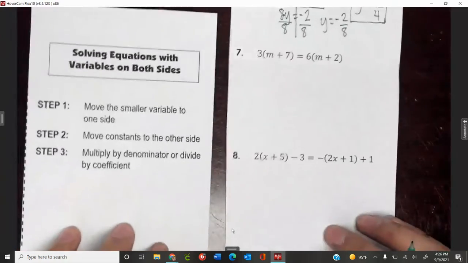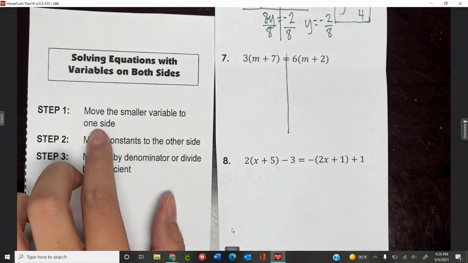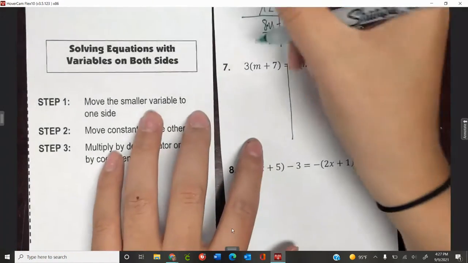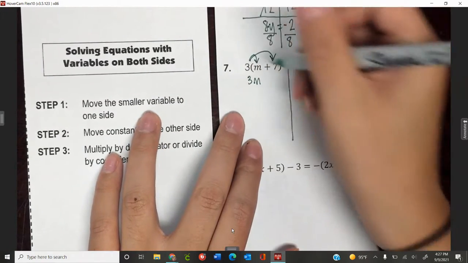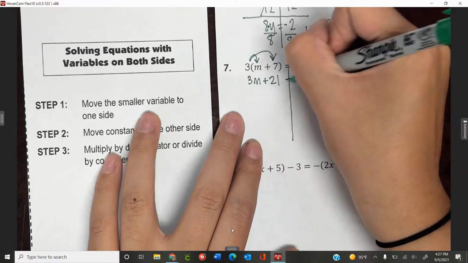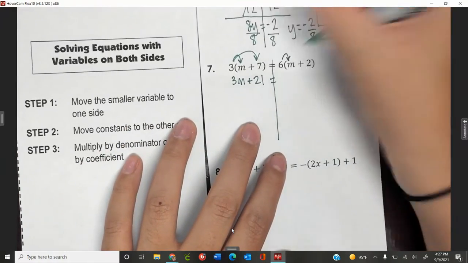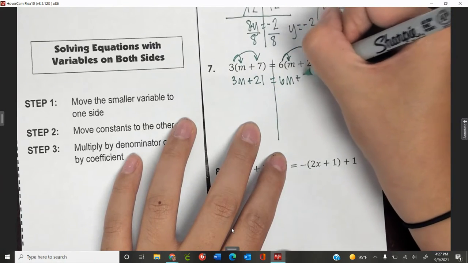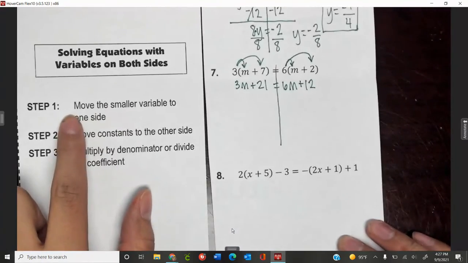So now let's go ahead and look up at number 7. Start off by drawing a line through your equal sign. Now before we can do step 1, which is to move our smaller variable to one side, we need to do the distributive property. We see parentheses. So here 3 times m is 3m, and 3 times 7 is 21. And this equals, again, I have another set of parentheses, so 6 times m is 6m, and 6 times 2 equals 12. So now we can go ahead and go on to step 1.